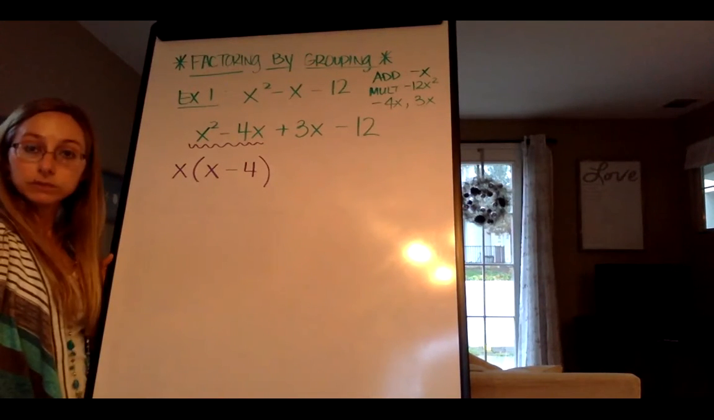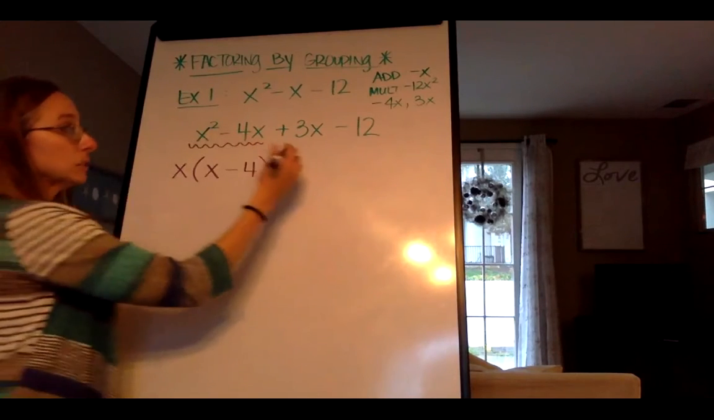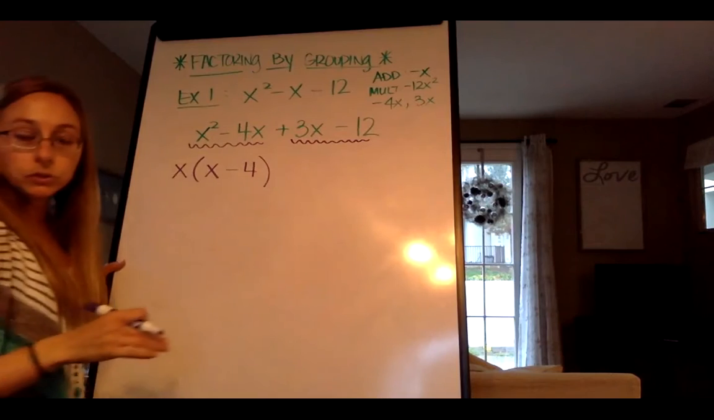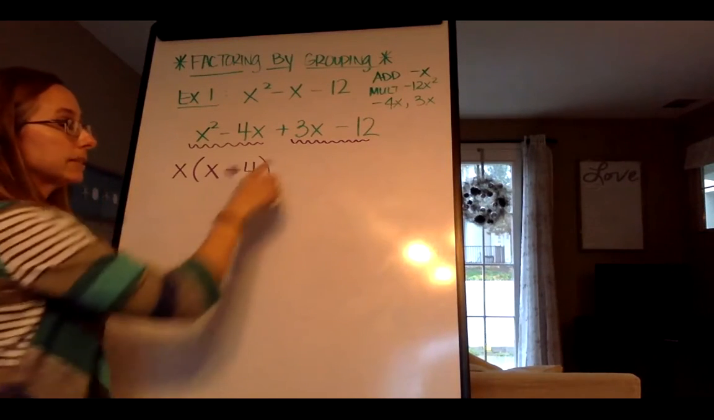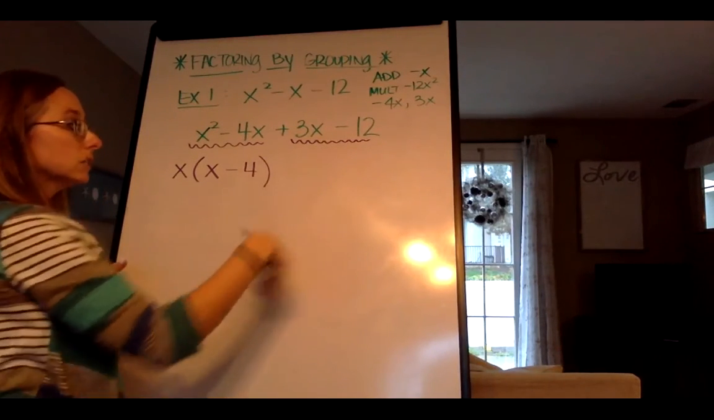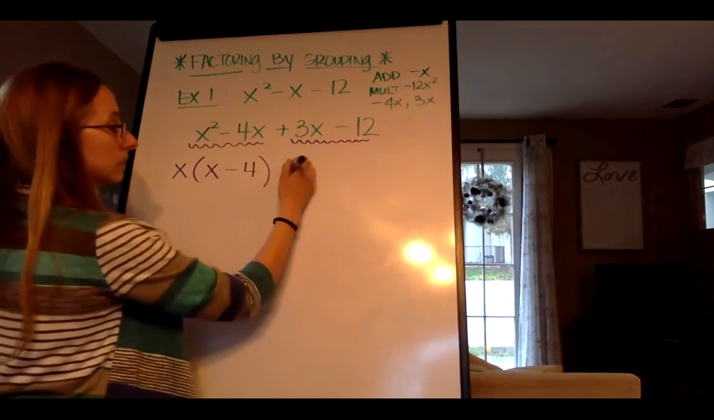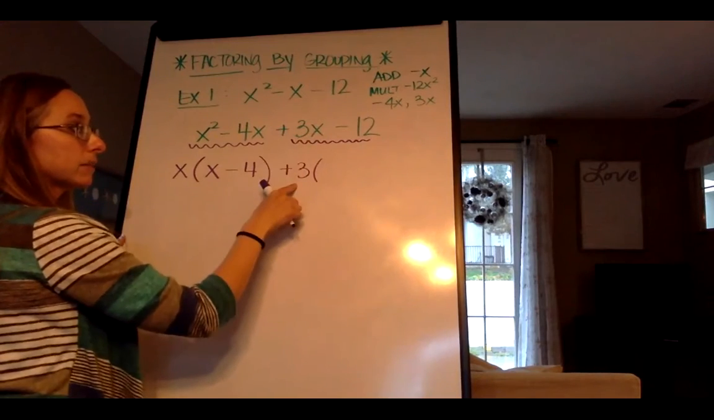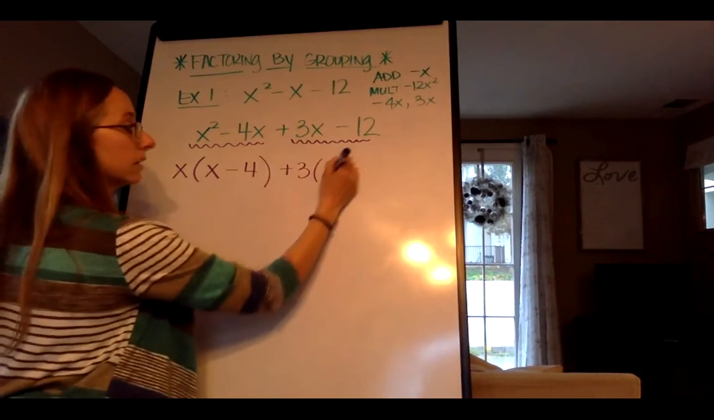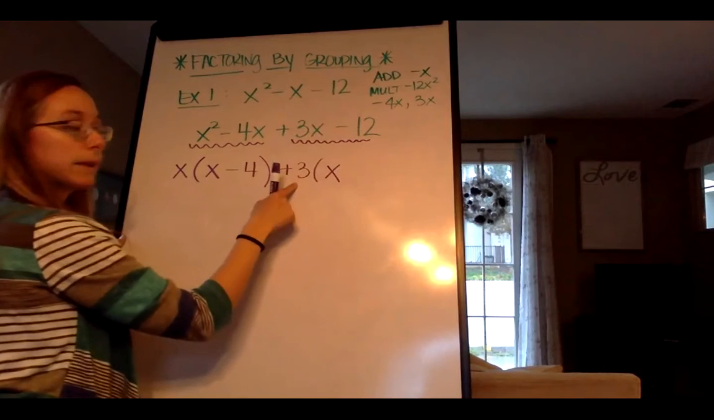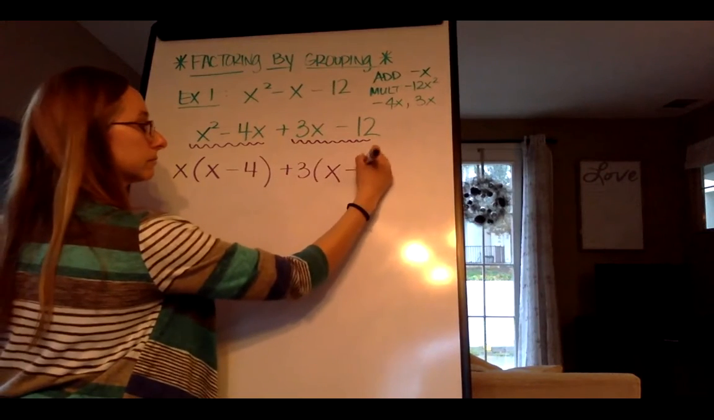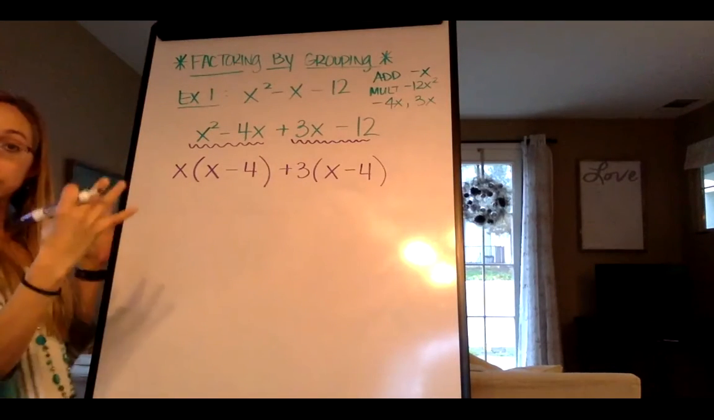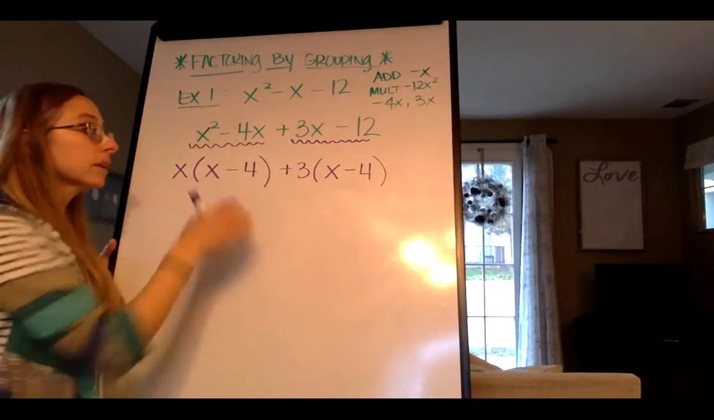Okay, that's from the first 2 terms. Looking at the last 2 terms, 3x minus 12. Looking at those 2 terms, they both have in common a 3. So factoring out a 3, what are we left with? 3x divided by 3, you're left with x. Negative 12 divided by 3 is negative 4. So minus 4.